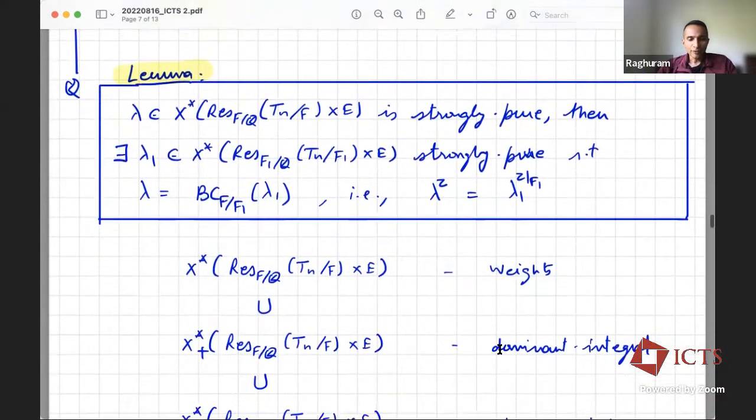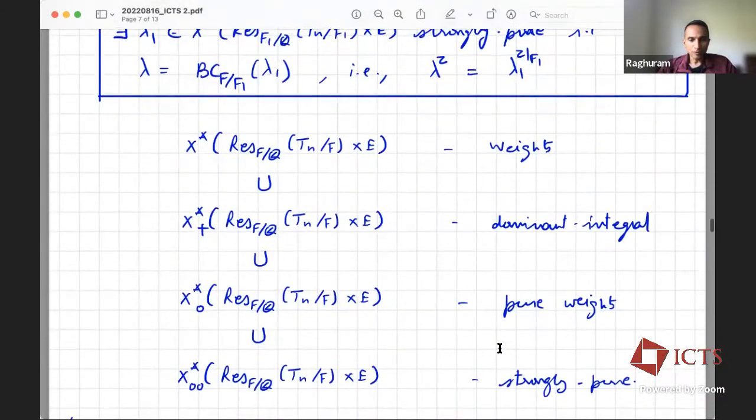So just a quick recap of my weights, what I've been talking about. I could work with the set of all possible algebraic weights. That's too big. This has to be giving me a coefficient system. So I'm going to work with dominant integral weights for the torus T, base changed to a splitting field E. Inside this lives a subclass of pure weights. And inside that lives a subclass of strongly pure weights. In general, they're all strict inclusions.